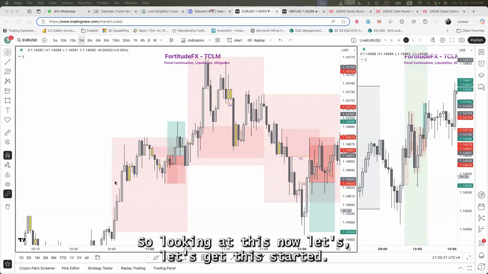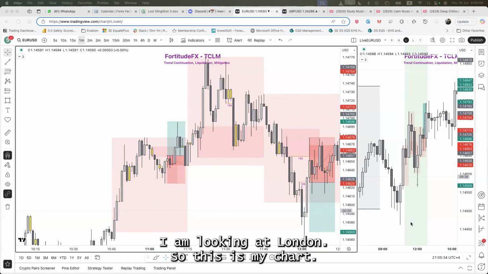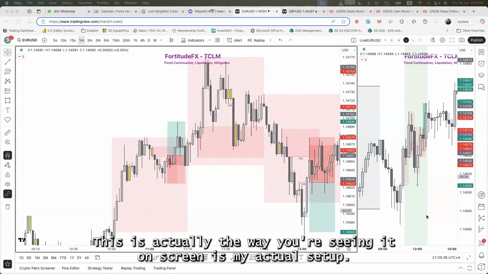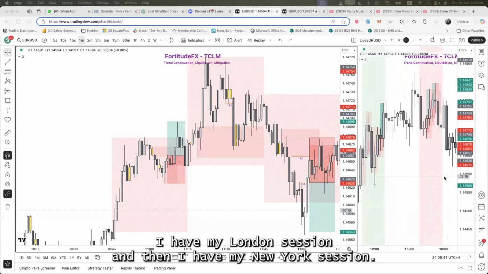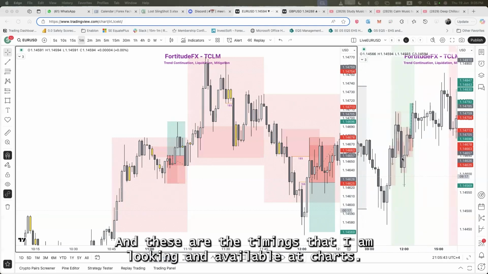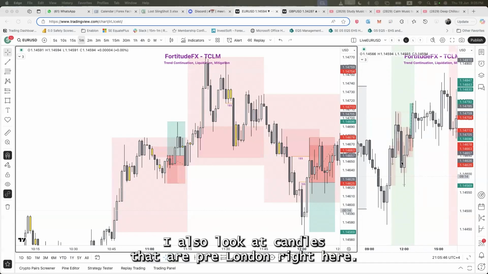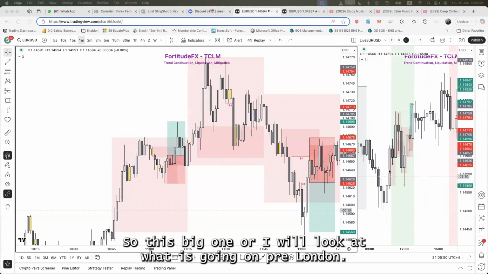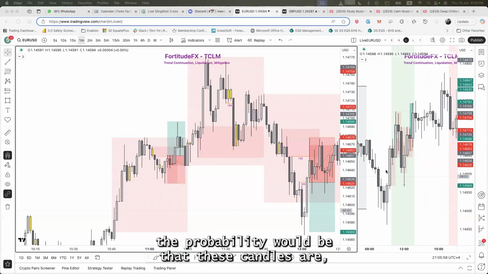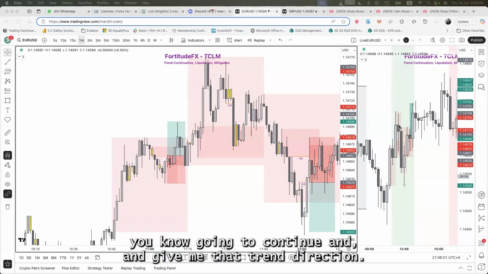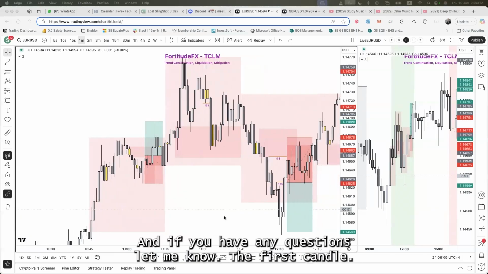So looking at this now, let's get this started. I am looking at London. So this is my chart. This is actually the way you're seeing it on screen is my actual setup. I have my London session and then I have my New York session, and these are the timings that I am looking at in available charts. I also look at candles that are pre-London right here. So this big one, or I will look at what is going on pre-London, because if they are massive big candles, then the probability would be that these candles are going to continue and give me that trend direction. Let's look at one by one. And if you have any questions, let me know.